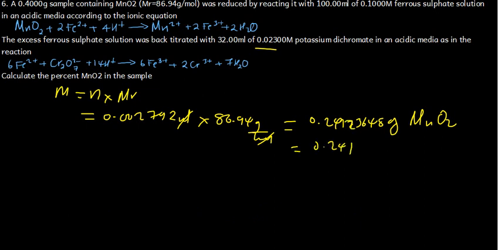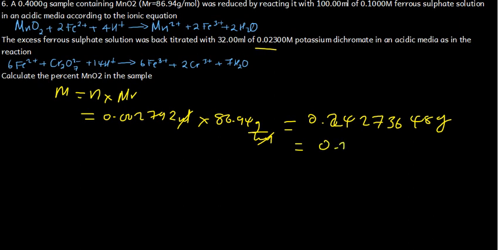Let me write this properly. Okay, that is 0.24273648 grams. Now we can write that to four significant figures as 0.2427 grams of manganese oxide.